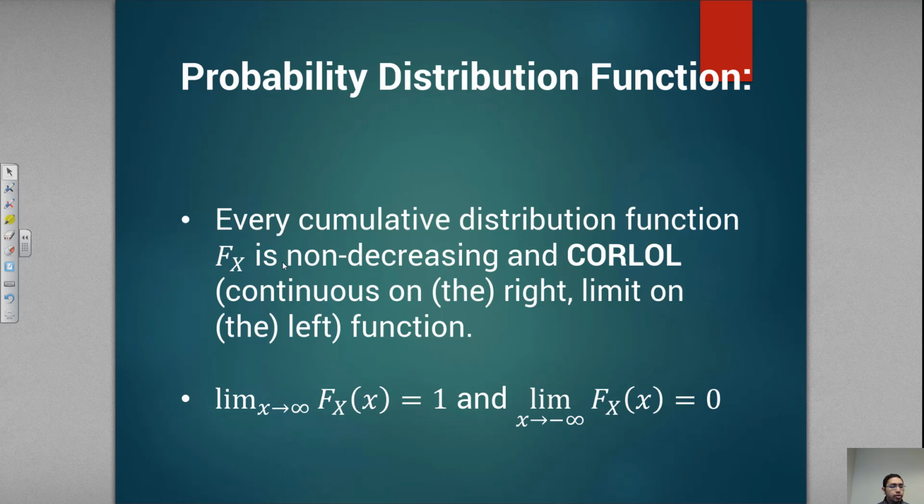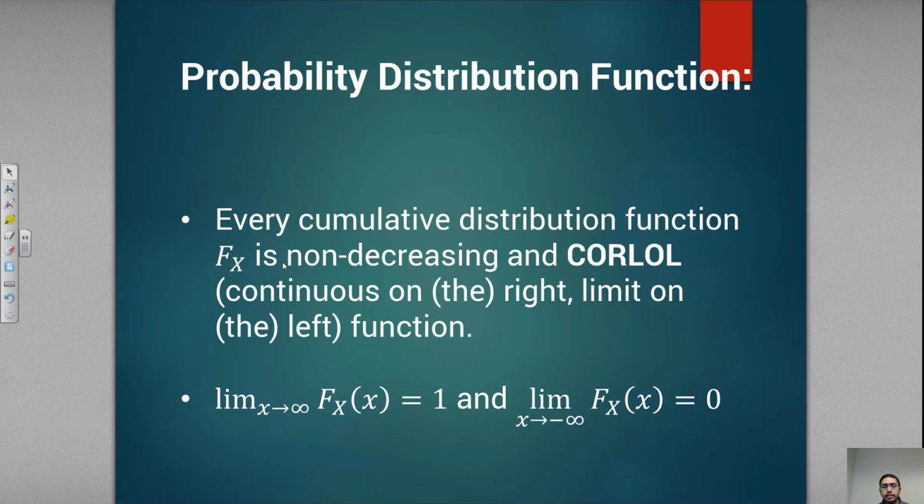So now we are talking about probability density function, probability distribution function. Just a little bit of mathematical definition of probability distribution function. Probably you guys already know about the probability distribution function, but just a little recap. So every cumulative distribution function F(x), x is the random variable, and we are trying to say something about the distribution function of x. This is a non-decreasing and càdlàg function.